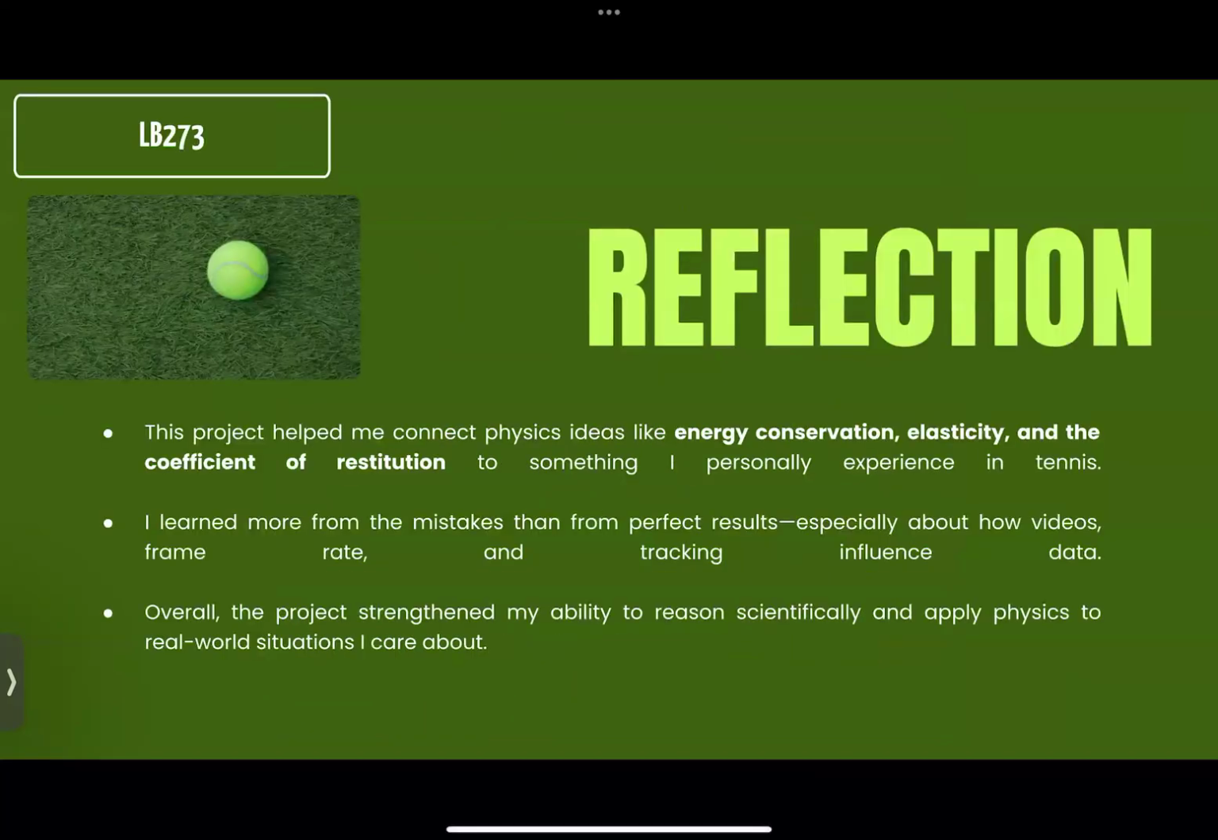Overall, this project helped me connect physics concepts to something I experienced in real life. I learned how sensitive video tracking can be and how different surfaces really do change how sports feel. It strengthened my scientific reasoning and helped me understand a familiar activity on a much deeper level.